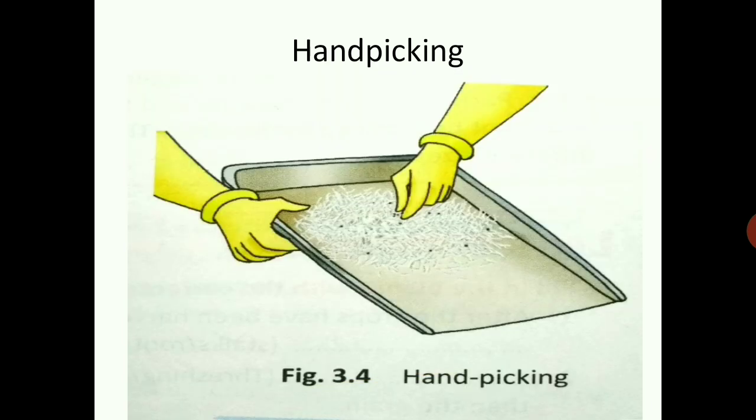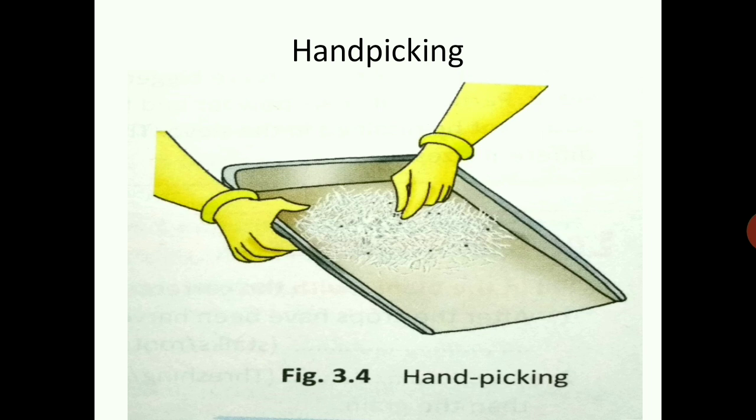The next method is hand picking. Rice, wheat, pulses, etc. that we buy from the market may contain impurities in the form of small stones, unwanted grains, etc. Often these impurities look very different from the food item and can be spotted easily. So the method of separation used in this case is hand picking.